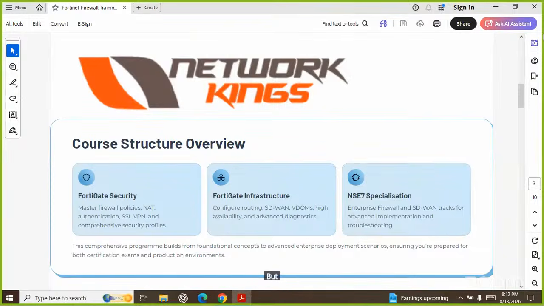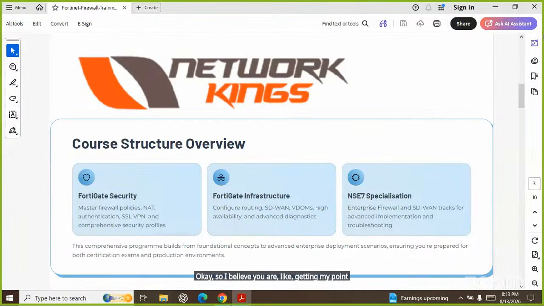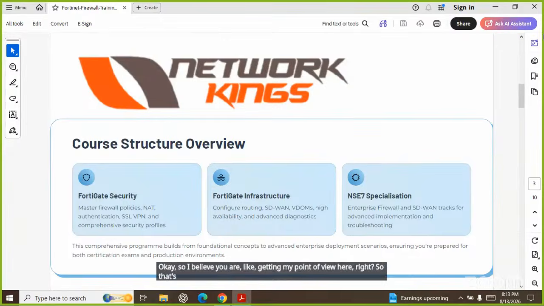But if you are an NSE 7 guy, then you would exactly know how the web filter works, what in a packet the web filter was looking for, what it was checking, right? You would know that because you know that level of information. Hence, when you start looking into the logs, your point of view will completely change. You will start understanding what you are seeing exactly. Okay, so I believe you are getting my point of view here, right? So that's the difference between NSE 4 and 7.